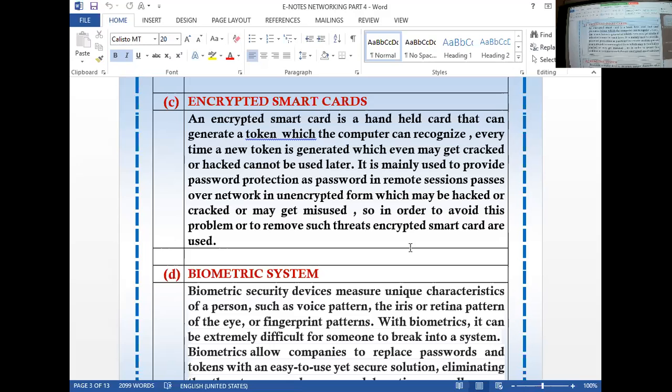Whenever a transaction takes place, a new token is generated every time. Right? Even if the hacker or cracker interferes and cracks the token, since a new token is released every time, the chances of risk are reduced to a great extent. Right? This is the benefit of the encrypted smart card.